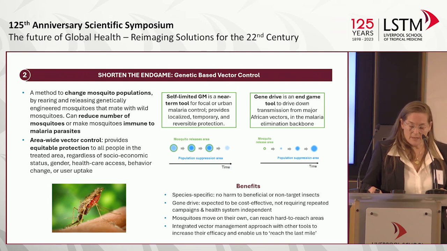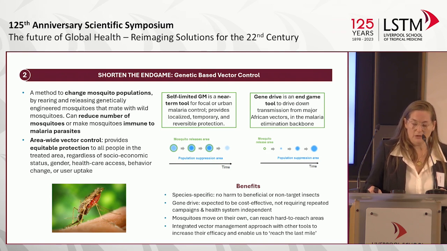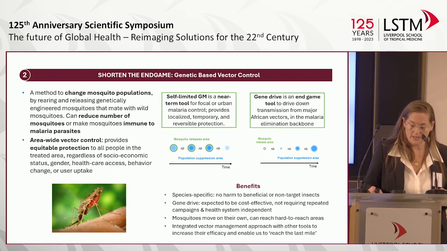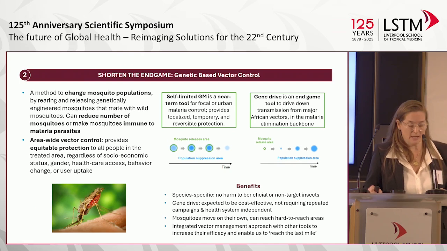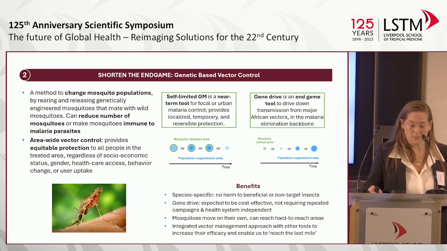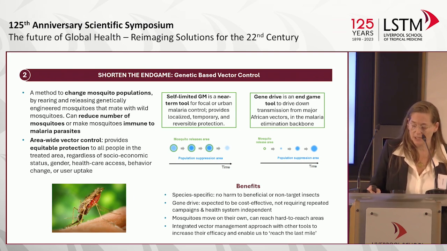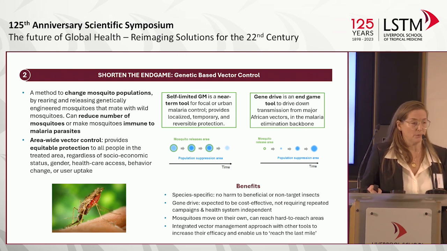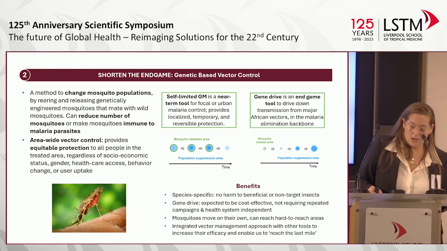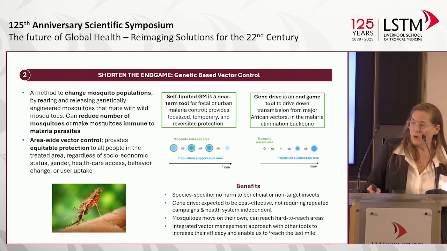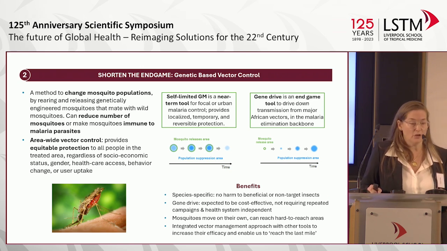One of the most exciting novel approaches on the horizon is genetic-based vector control. Two approaches are being funded by us. One is suppressing a mosquito population, and the other is replacing a wild population with a new strain that can't support the development of the malaria parasite. The main malaria vector species in Africa are being engineered with one of these approaches, and it aims to provide a method of area-wide control that's cost-effective and not dependent on the health system.